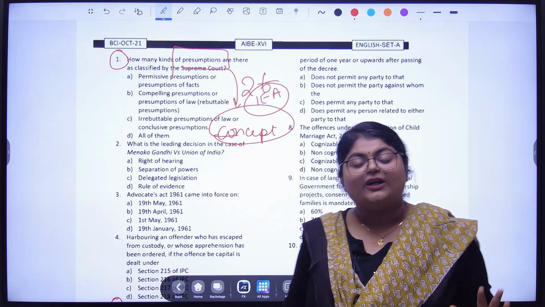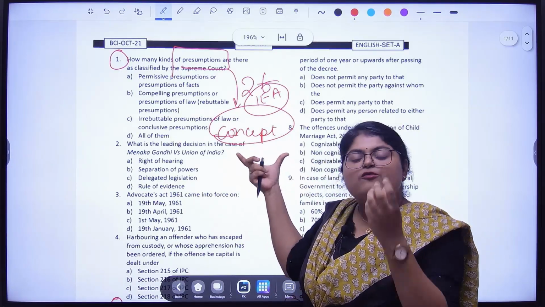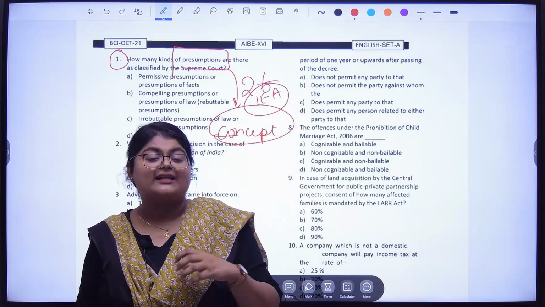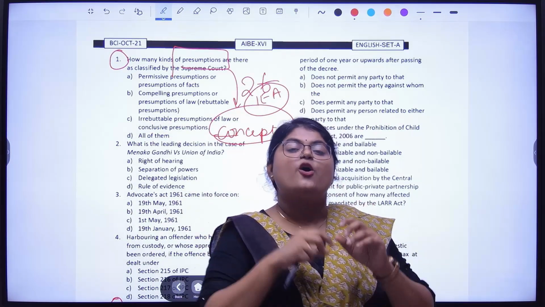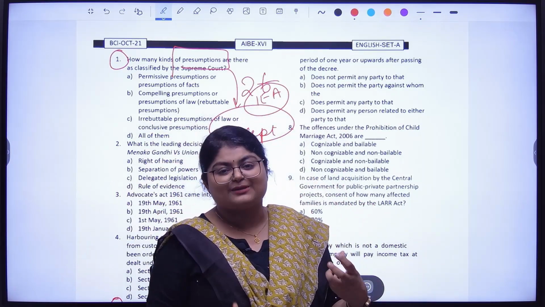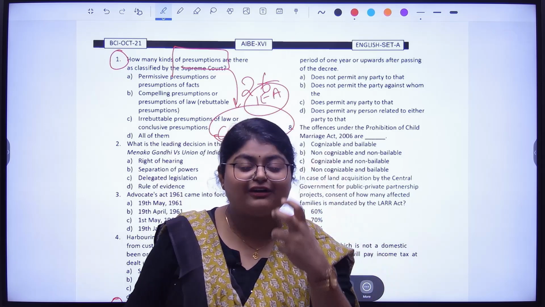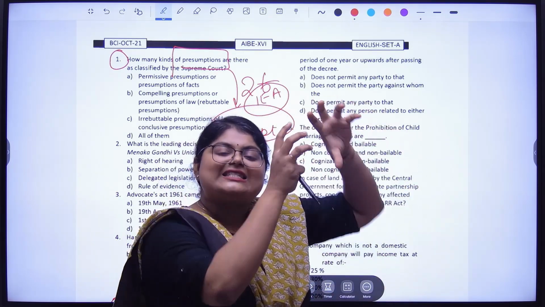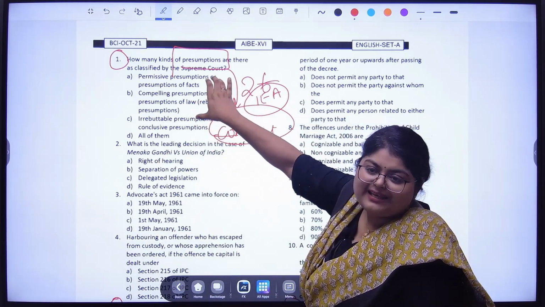Are you following or not? So the concept of what is a presumption, what are the types of presumptions under Evidence Act, why do we have presumptions, what are the examples for these presumptions, how to identify presumptions, all of this I have taught in the course. The same concept you have to apply here also.